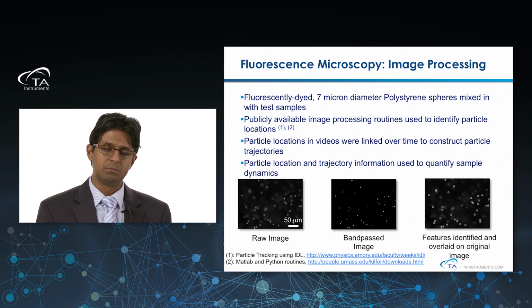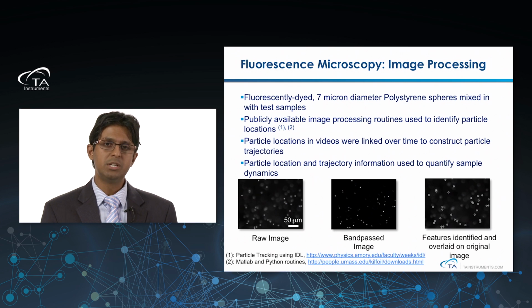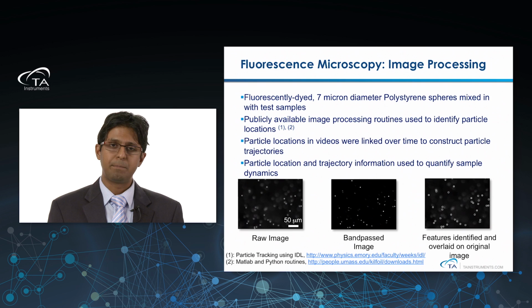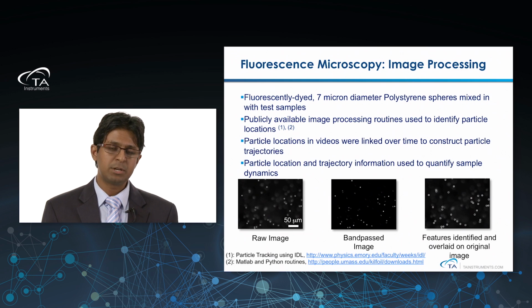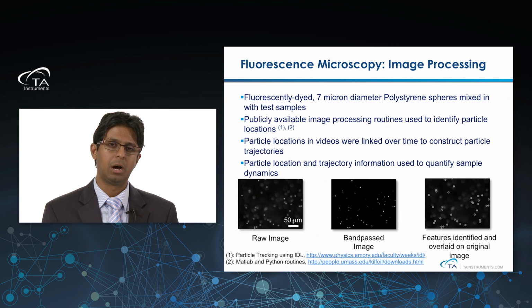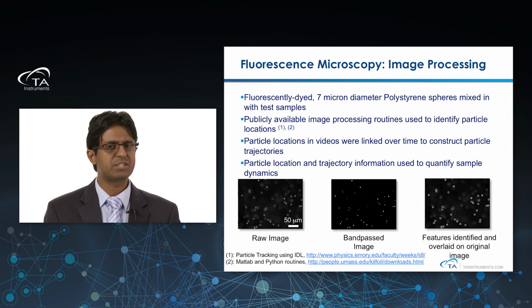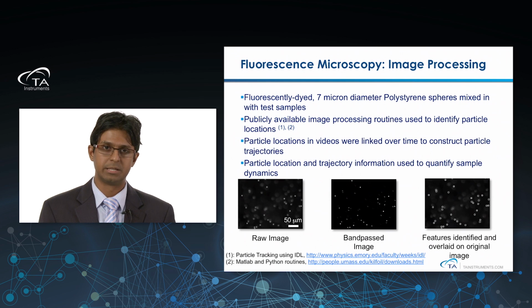Just briefly, in terms of image processing, what we do is we start off with the raw image. We apply a bandpass filter to filter out some noise. And then the image processing algorithm goes through the image and tries to find pixels of local intensity maximum. The working hypothesis here is if you have a spherical particle, the center of the particle is going to be the brightest pixel in the sample.